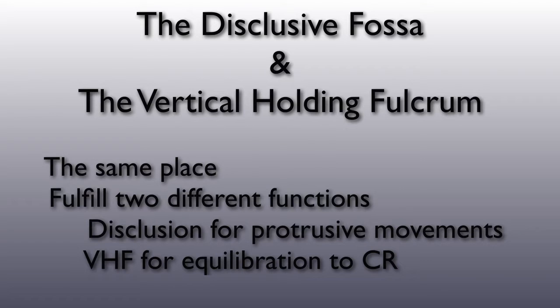The fossa which we have defined as the vertical holding fulcrum can also be called the disclusive fossa. They are one and the same place. That same fossa provides two different functions. It is a disclusive fossa for protrusive movements, and it is the vertical holding fulcrum for equilibration to centric relation.